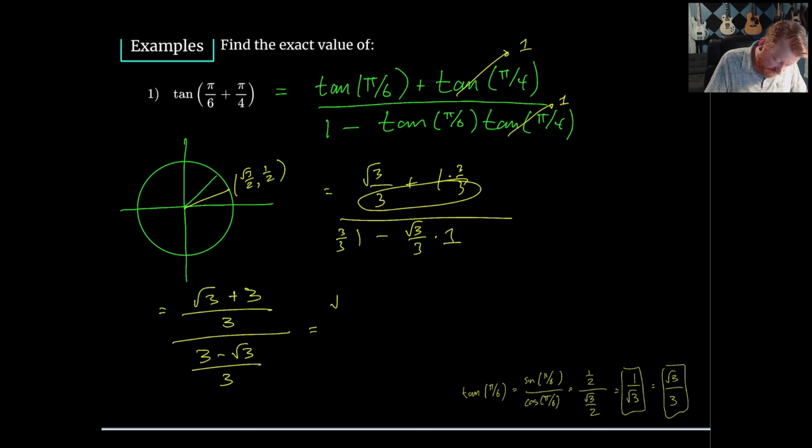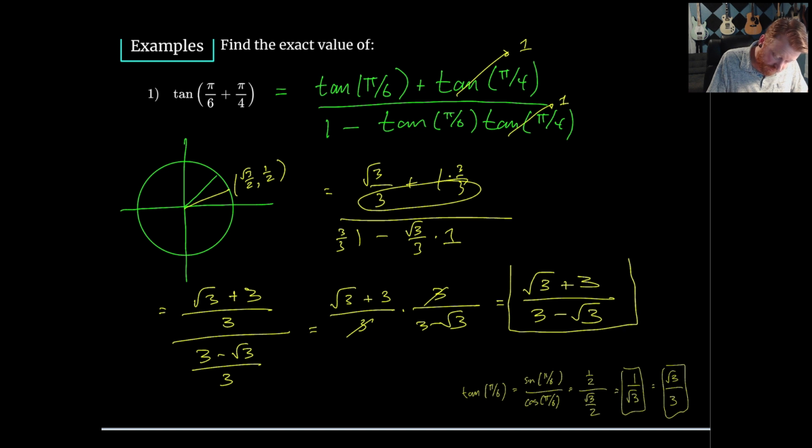Multiply by the reciprocal of the denominator. Now I've just got complex fractions. I've got the square root of 3 plus 3 over 3 times 3 over 3 minus the square root of 3. A lot of this is a mouthful to say. The 3's cancel, and we get the square root of 3 plus 3 over 3 minus the square root of 3. So there's my answer here.